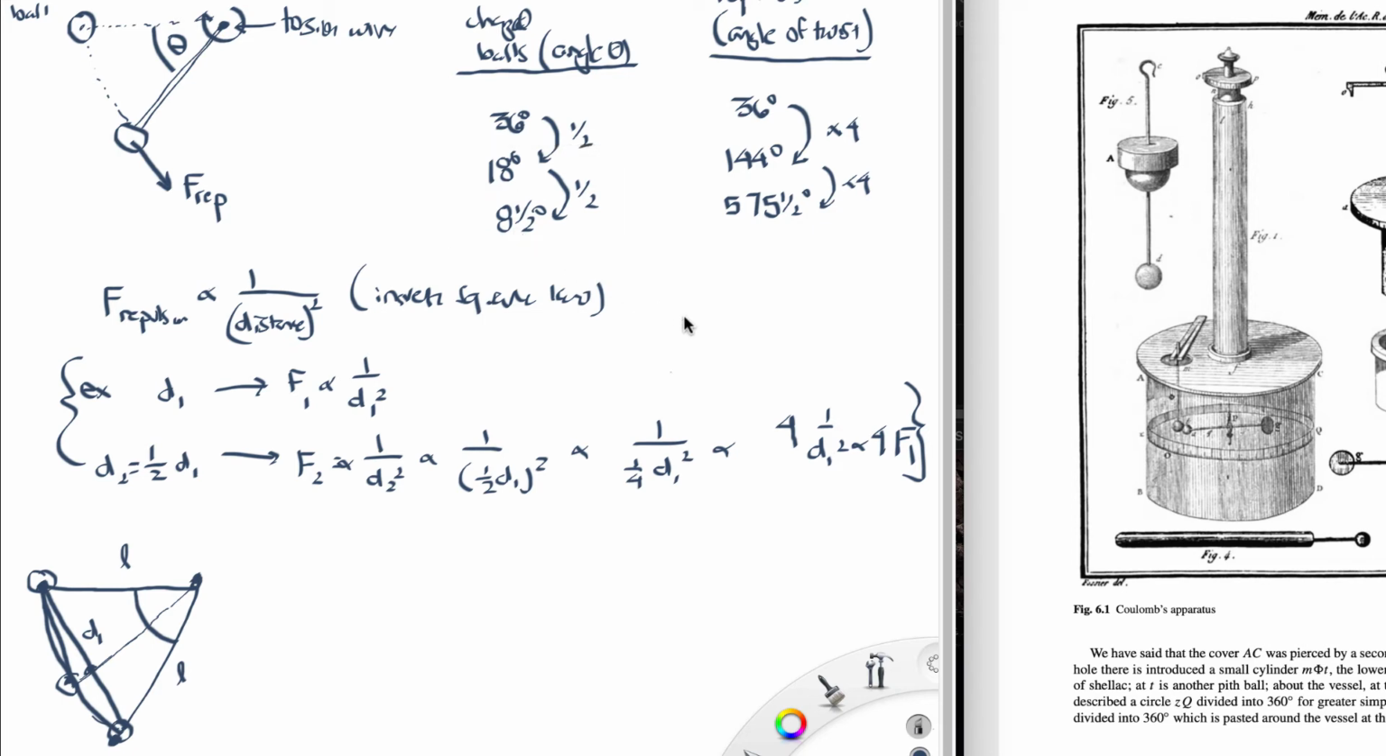So if we're going to do a systematic uncertainty analysis on his experiment, we'd have to take into account the fact that halving the angle technically does not halve the distance between those balls. So that's one point I'd like to make.